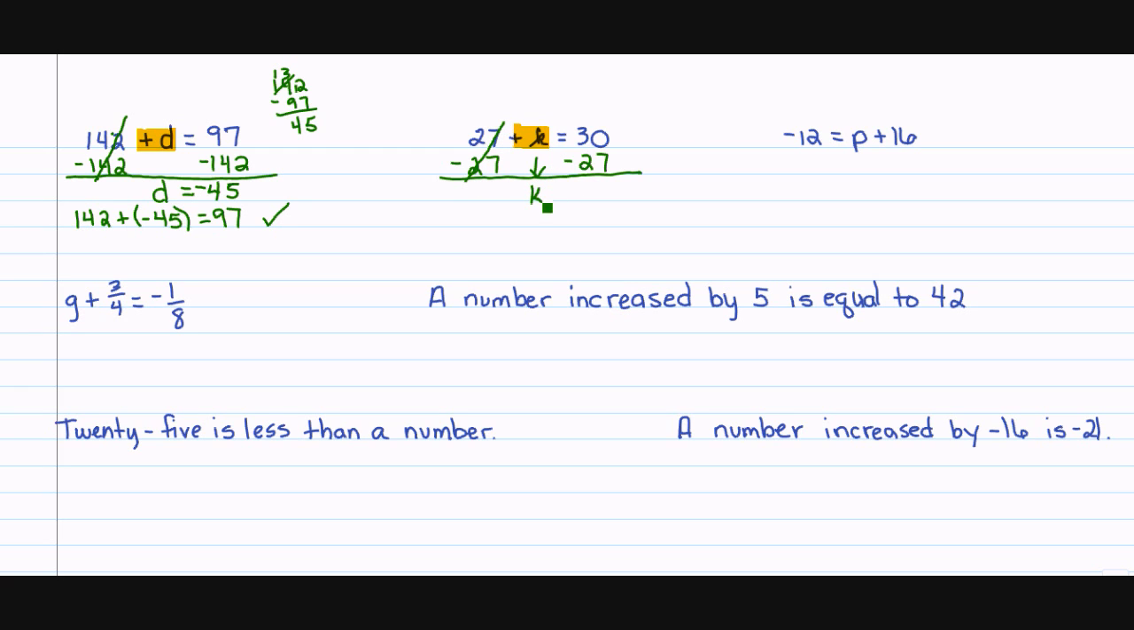I bring down my variable k, and 30 minus 27 is 3. And to go back and substitute, does 27 plus substituting in your answer for k equal 30? Yes, it does. You always go back and check your answer. There's no reason to get a problem wrong here.